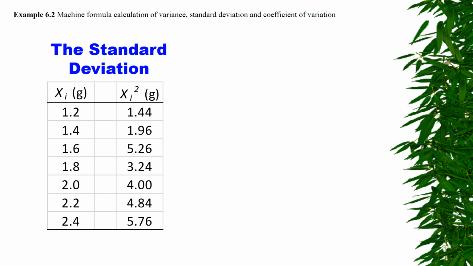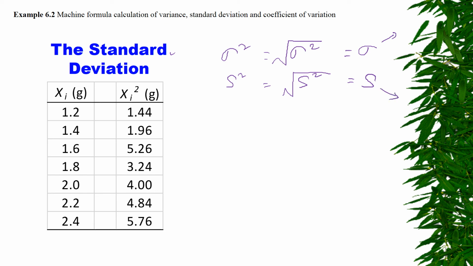Next, what you need to do is to find the standard deviation. The standard deviation is the positive square root of the variance. It's just simply so. This is the square root of the variance. Let's say this is the population variance and this is the sample variance. What you need to do is just square root the variance, then you get the standard deviation. So this is for the population, and this is the standard deviation for the sample.